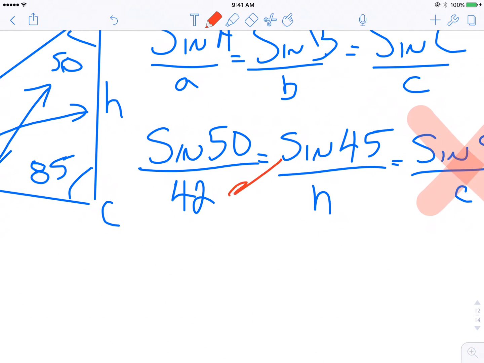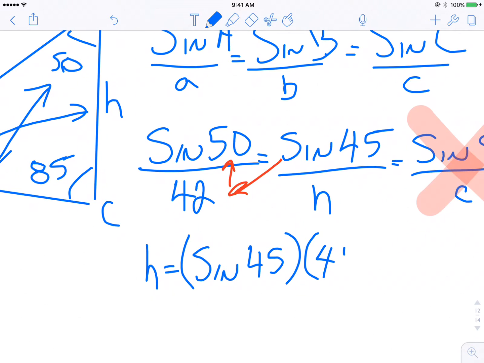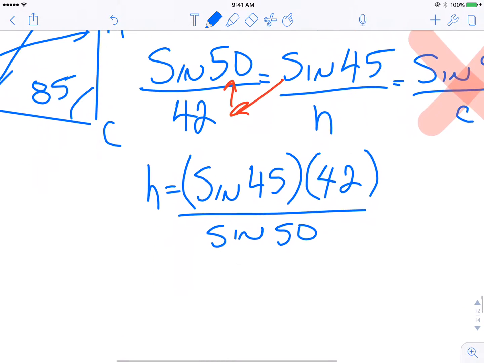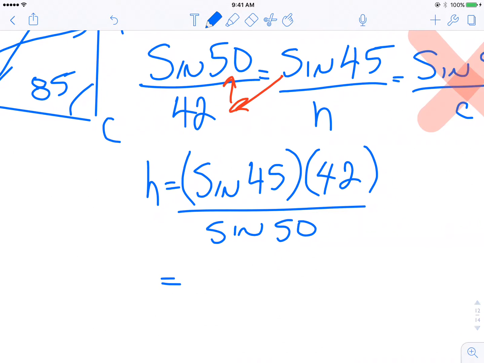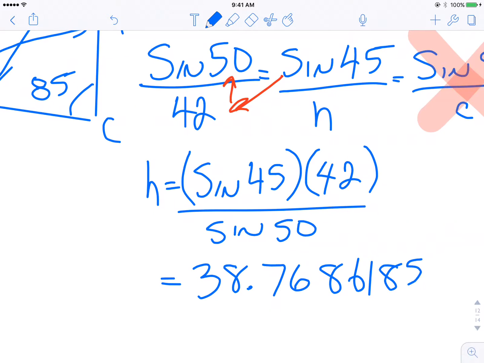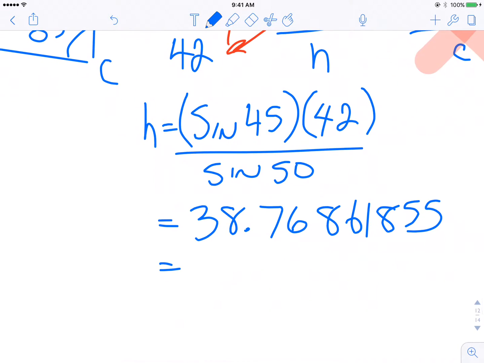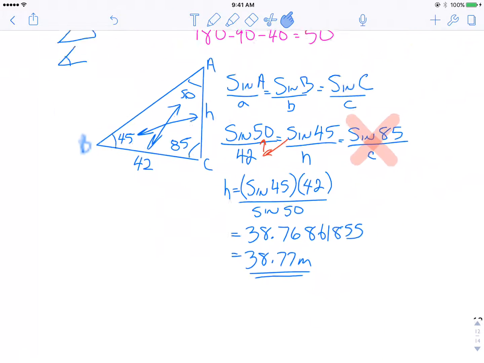I'm going to cross multiply and divide. That's going to leave me with H is equal to sine 45 times 42 divided by sine of 50. Punch that into your handy dandy calculator: 38.76861855, or to 2 decimal places, 38.77 meters would be how tall that totem pole is.